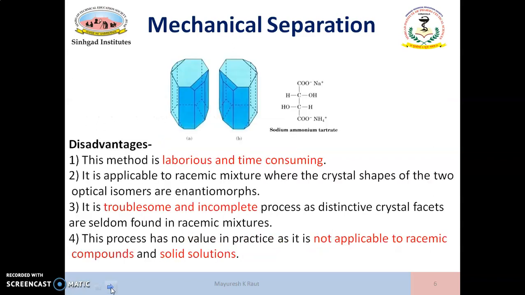But at the same time, there are some disadvantages of this method. The first disadvantage is that it is laborious and time consuming. It is also troublesome and incomplete process. And it is not applicable to racemic compounds and solid solutions.